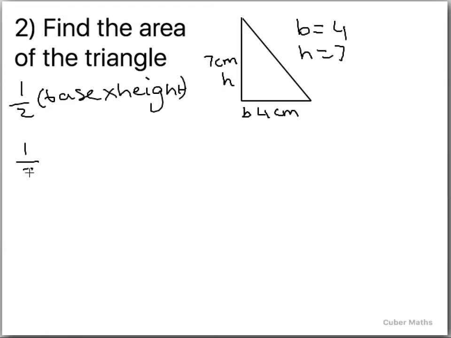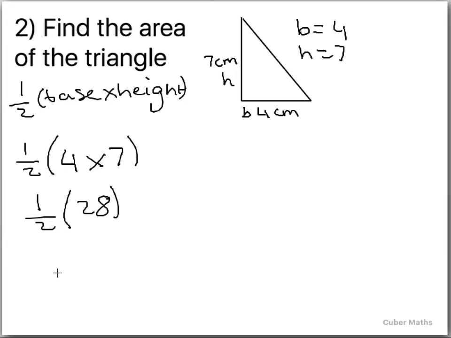So if we substitute that in just like before, we've got half our base, and we've said up here base is equal to 4. So we've got half 4 times by height, and we've said here height is equal to 7. So we've got half of 4 times by 7. This means that we've got half of 28, because 4 lots of 7 are 28. And half of 28, in other words 28 divided by 2, that's going to give us 14. So the area is equal to 14 centimetres squared.